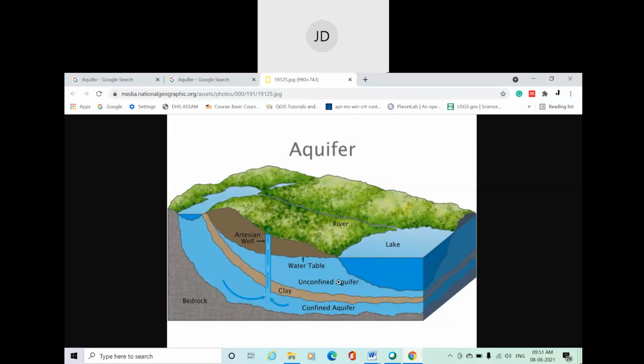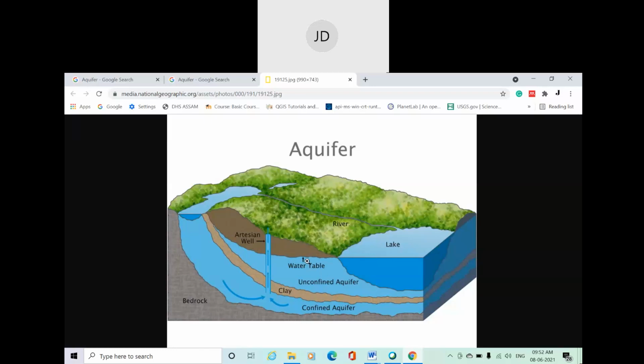Basically, you will get the unconfined aquifer nearby the ground. Suppose this is the ground surface. Nearby the ground you will get the unconfined. Unconfined means that from one side it may be confined, that means water cannot pass, but from the other side water can pass. You can see this is a water table. I have already mentioned, this is the groundwater table. That means water can percolate into the ground surface. That is, it is unconfined. From the top surface water can percolate, so we can get the water even from the water table itself.